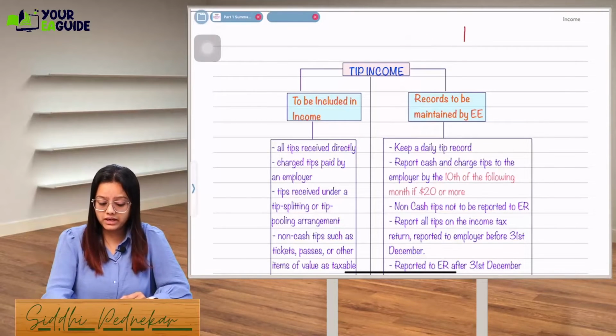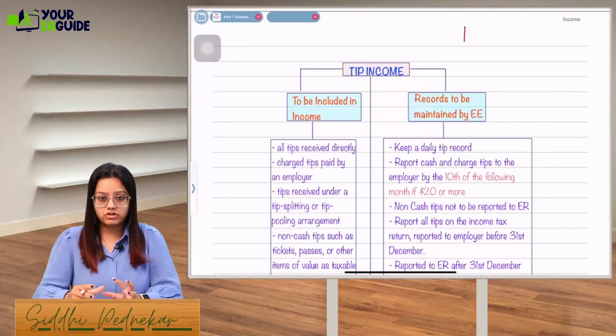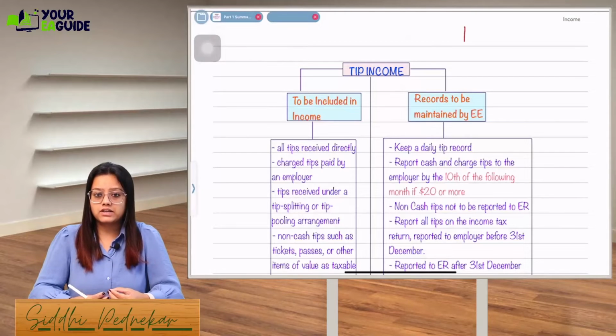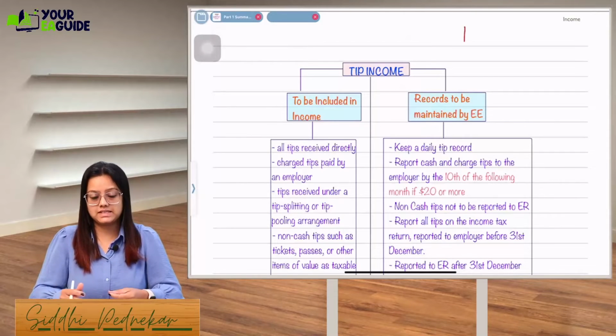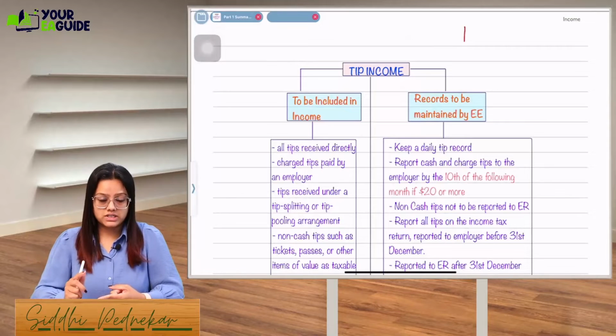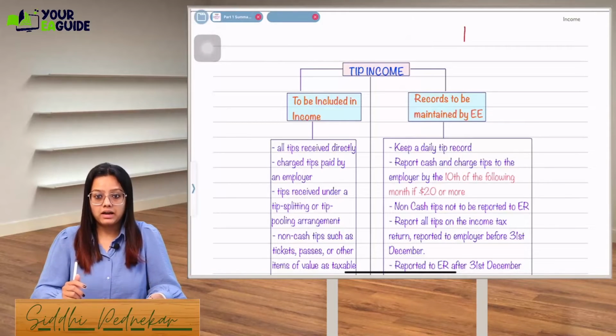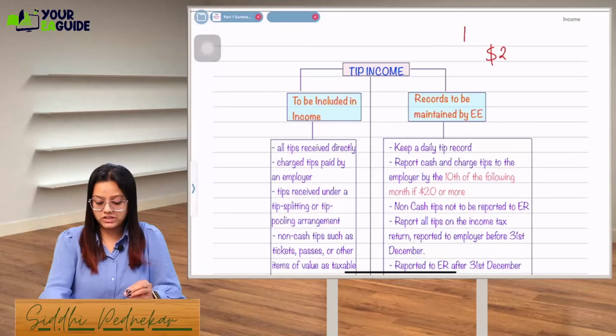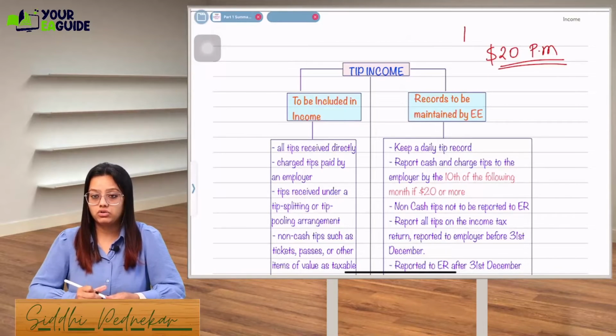Whenever you receive tip income, okay, what is tip income? Apart from wages, if you're going to receive extra earnings from your customers, let's say you're working in the restaurant industry, in that case your customer pays you a certain tip, and if that tip is more than $20 during the month, per month, you have to calculate.